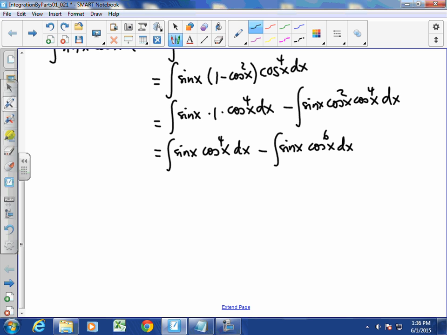Remember that when you have a to the n times a to the m, that is a to the n plus m. Sorry, I made a terrible mistake there. So this is the algebraic rule.